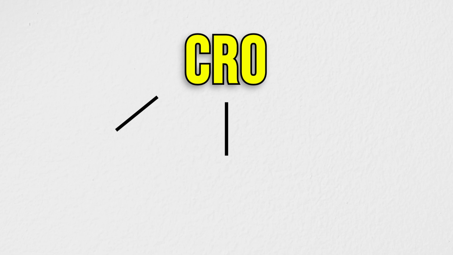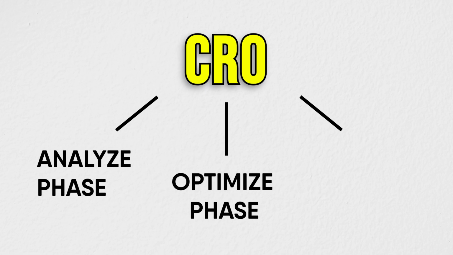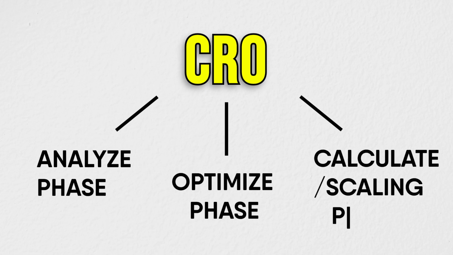But when it comes to my CRO strategy, conversion rate optimization strategy, I divide it into 3 separate phases. Phase number 1 is called the analyze phase. Phase number 2 is the optimize phase, and phase number 3 is called the calculate/scaling phase. And we're gonna go over each of these phases, hence why you need to watch this video until the end. But let's start off with the first phase, which is called the analyze phase.